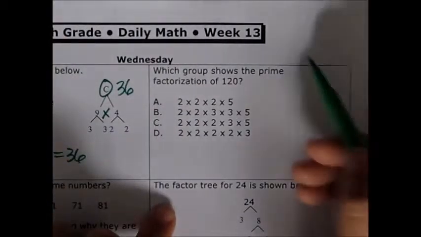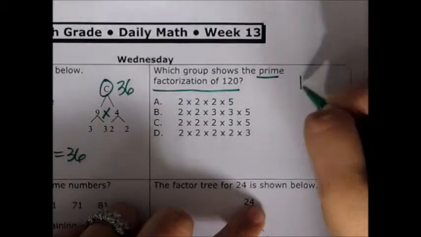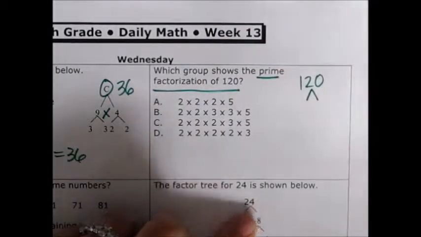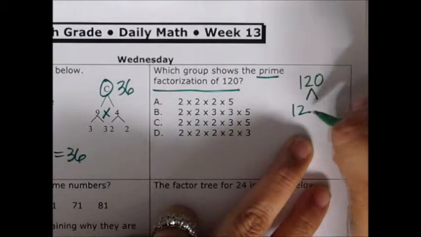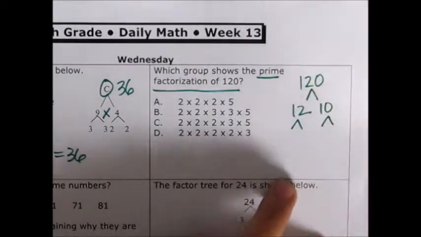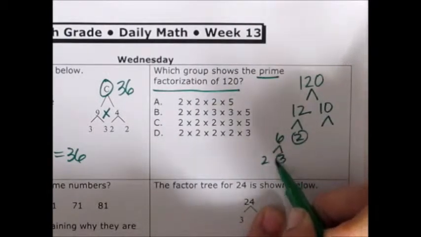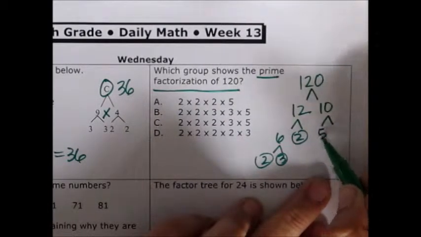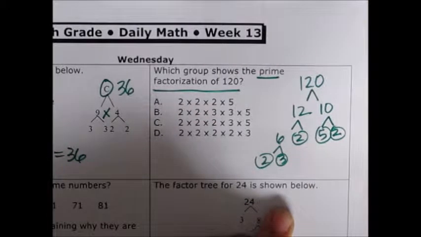Which group shows the prime factorization of 120? That's just your factor tree. Right away, I see that 120 can be divided by 10. So 12 times 10 would give me 120. So then I just work out my factor tree. 6 times 2, 2 times 3, 5 times 2, and those are all primes.